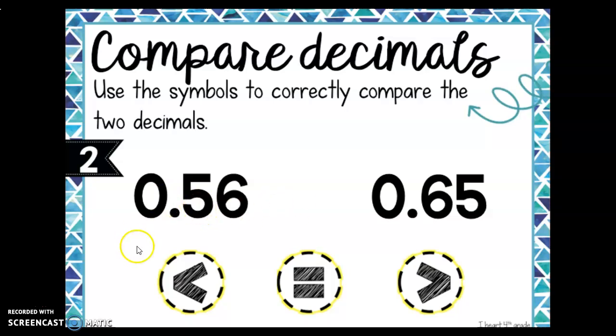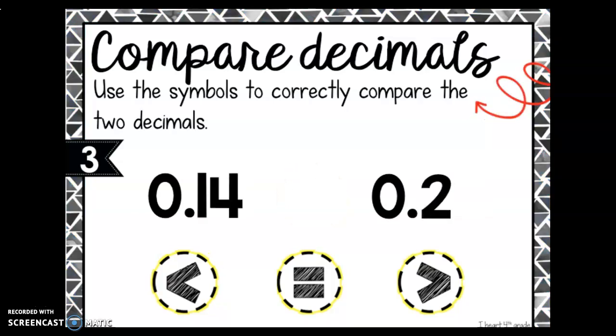Let's try this one. In this one I have 56 hundredths and 65 hundredths. So my wholes are both cut into 100 pieces. So I can visually think 56 hundredths is less than 65 hundredths because 56 is less than 65.